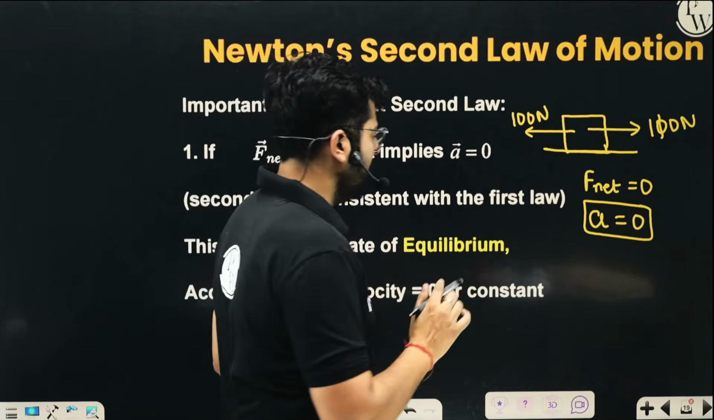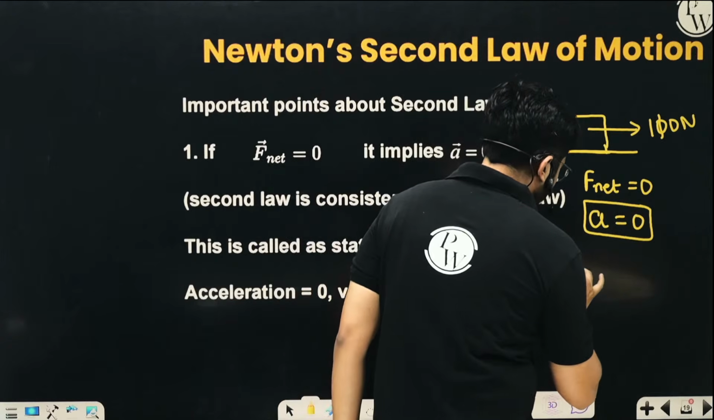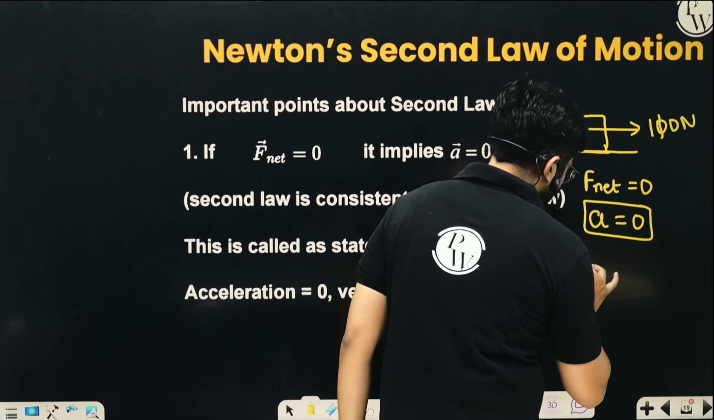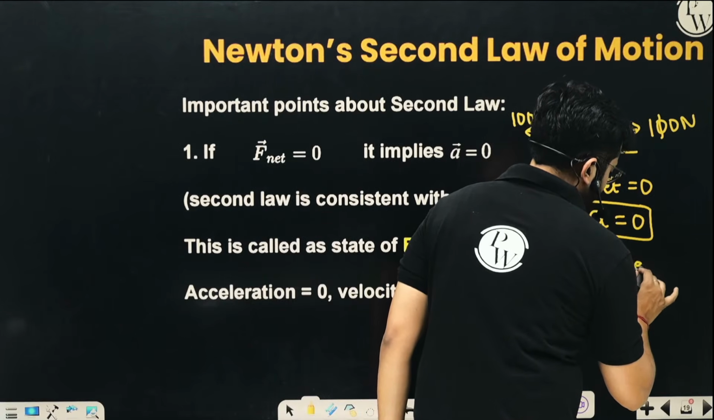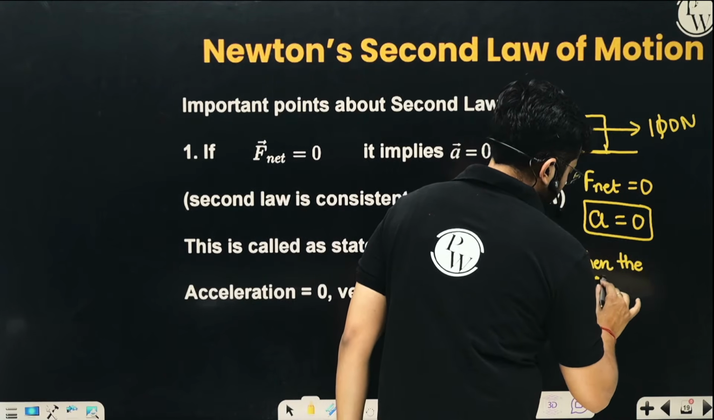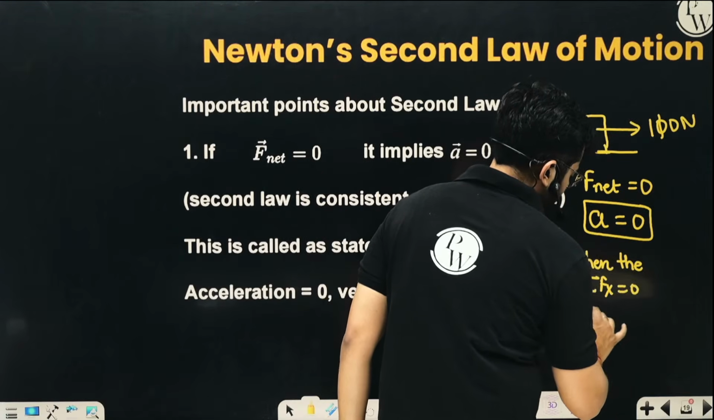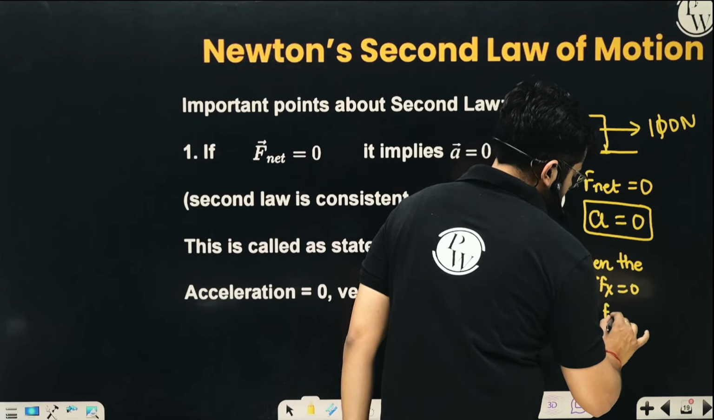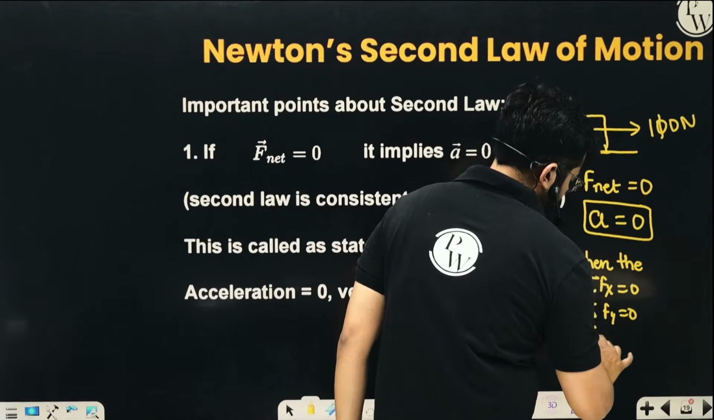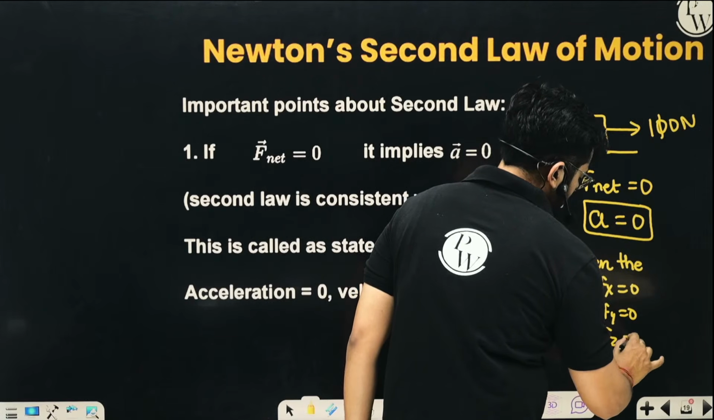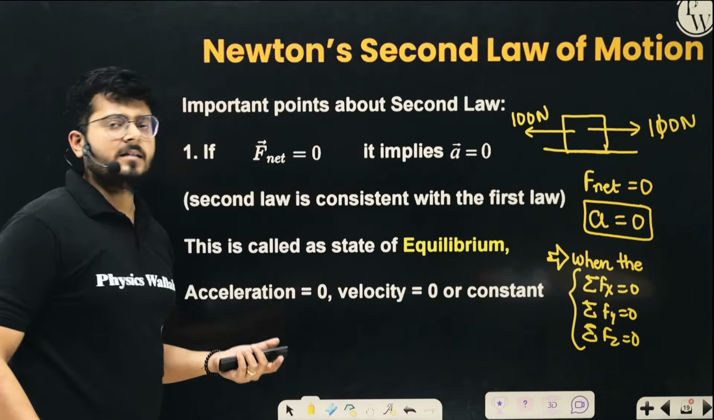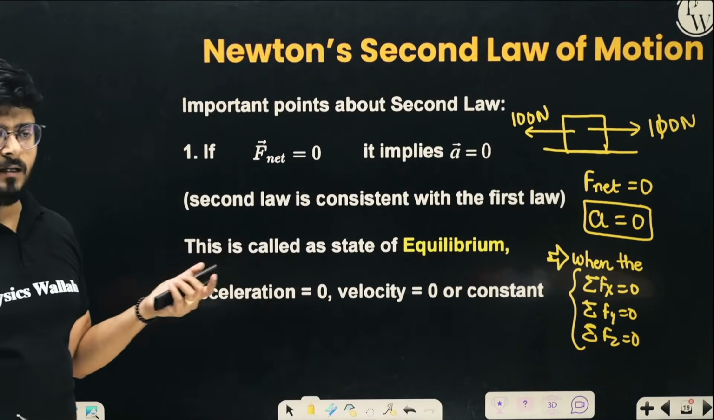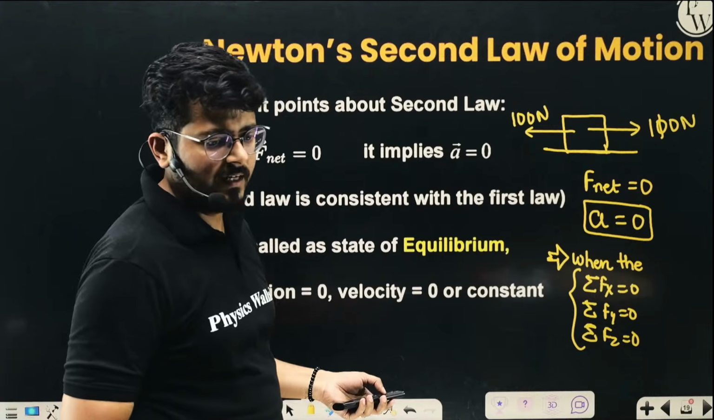So in which situation will the body be under translatory equilibrium? We can say that when the net force acting on the body is zero, when the net force in all directions is zero. That means when the net force in x direction is zero, net force in y direction is zero, and net force in z direction is zero. When all of that is true, we will call it that the body is under equilibrium in all possible ways. I hope the idea is very clear, right?